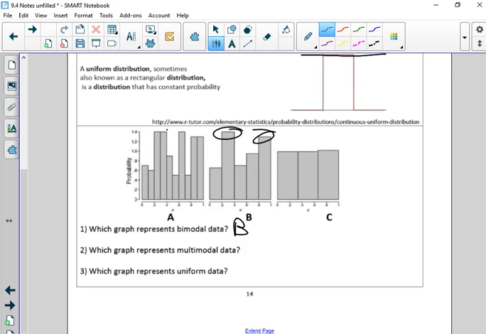Multimodal, hard to say, has at least three peaks, so we're going to call it A. And this one, even though it's a little bit slightly higher there, it's not worth mentioning. So it's basically uniform. So it is basically a rectangle.